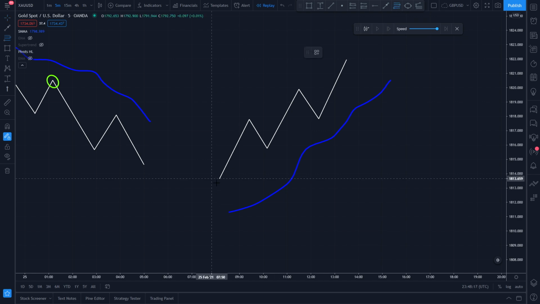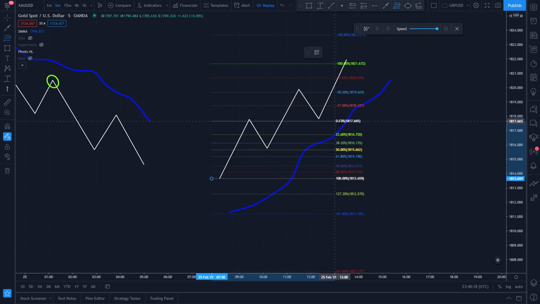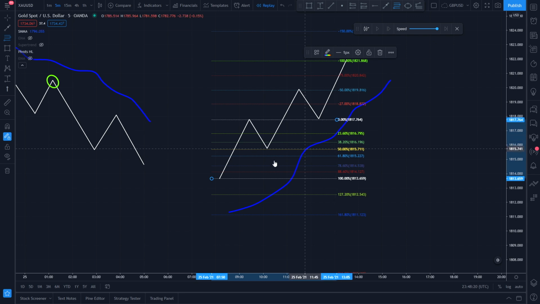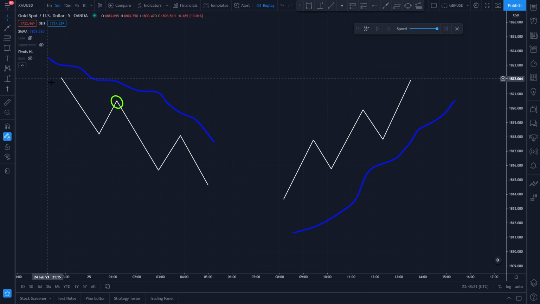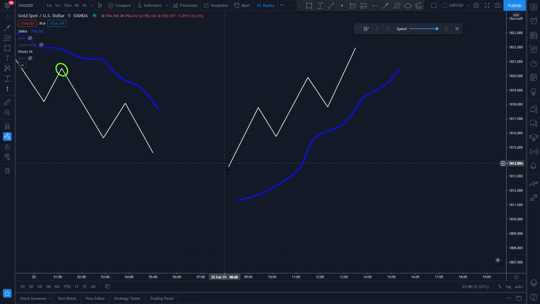We got the swing low, bring it right to the swing high, a retracement right here in the zone. Boom. So you guys get the idea of how you want to draw out your Fibonacci retracement, right? When you're in a downtrend, you go to the swing high first to the swing low, and when you're in an uptrend, you go to the swing low to the swing high.